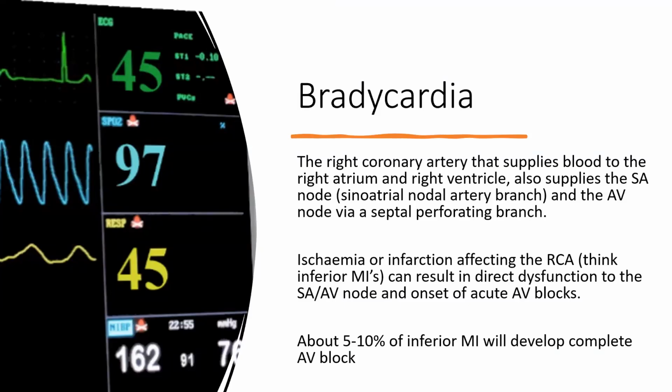So, as I mentioned, your right coronary artery supplies blood to the right atrium and the right ventricle. It also supplies the SA node and the AV node via the septal perforating branch. As a result, when the RCA is affected by an occlusion, it can directly result in the dysfunction of the SA and AV node, and you can end up with an acute AV block. So these patients can be very bradycardic. They can present with complete heart block.